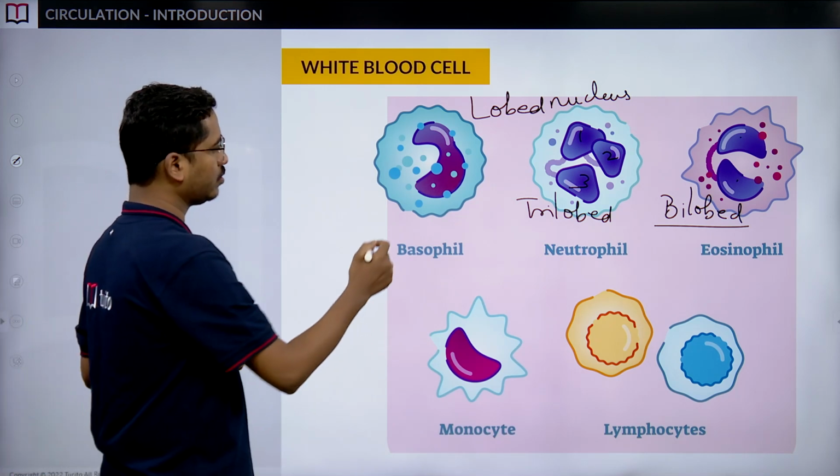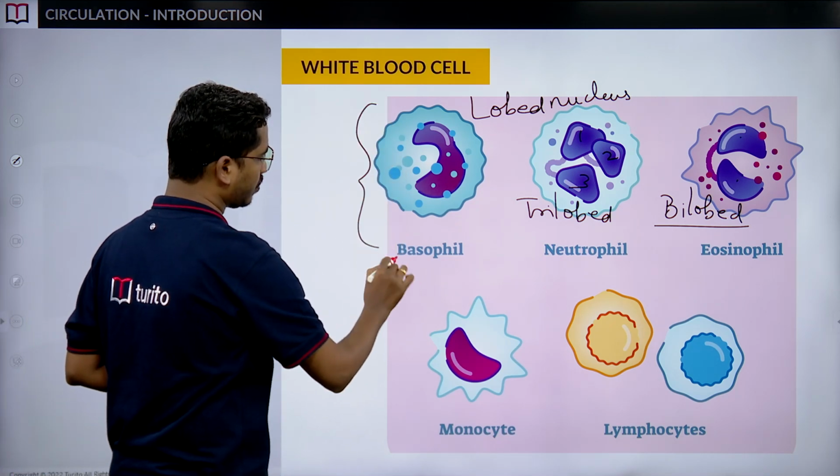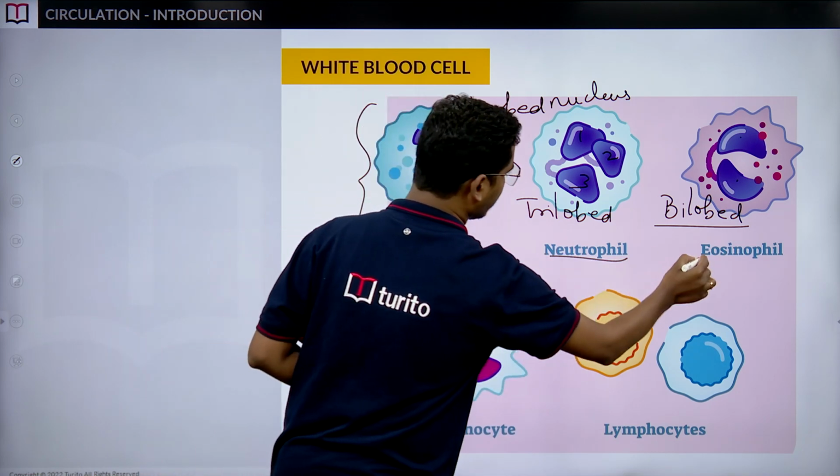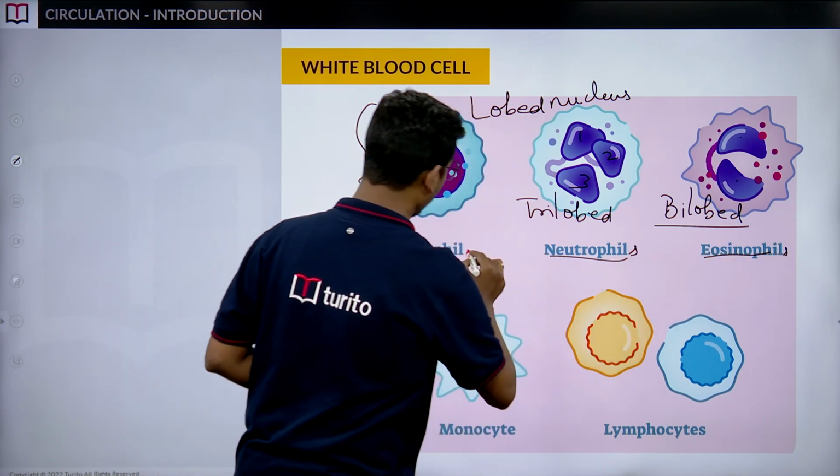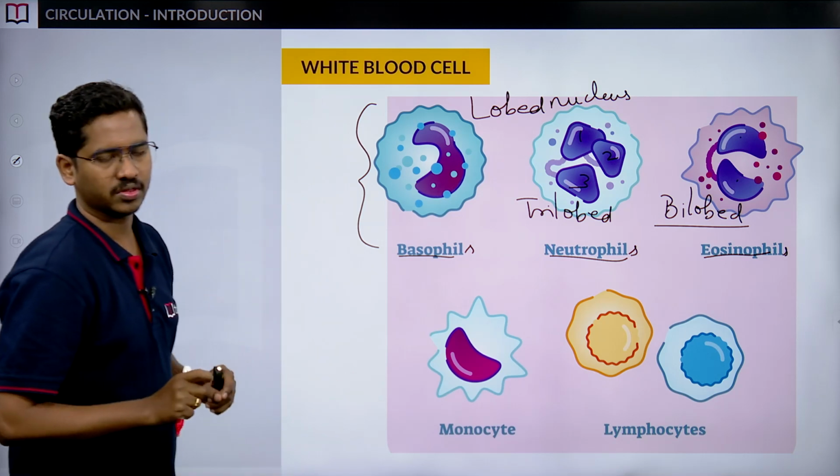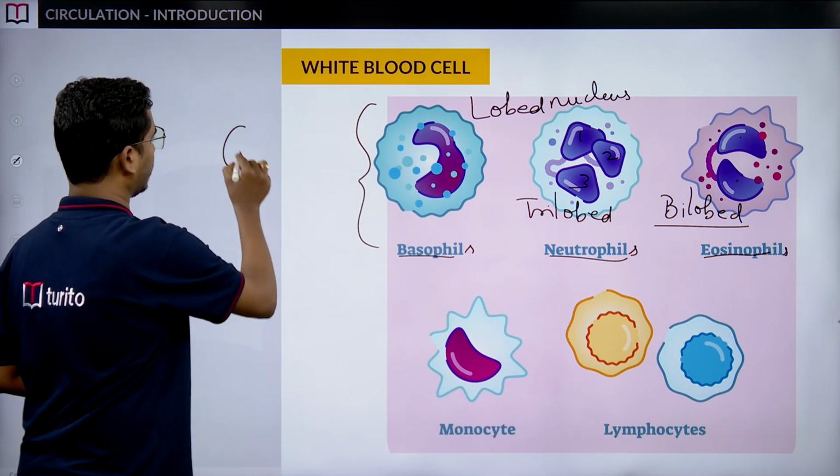Now, what I am trying to tell you is that these 3 types of cells, basophils, neutrophils and eosinophils, are basically known as granulocytes.